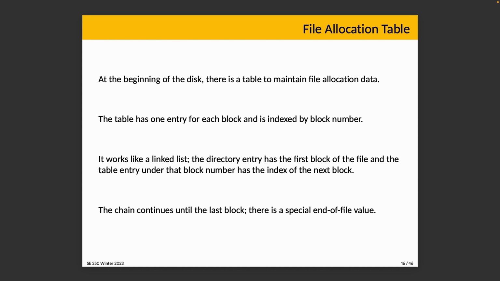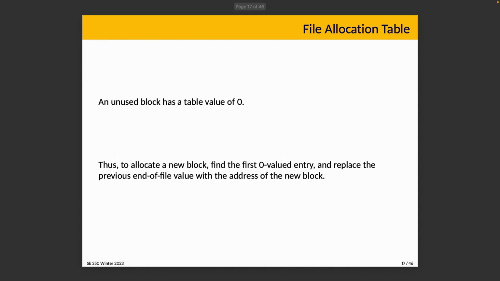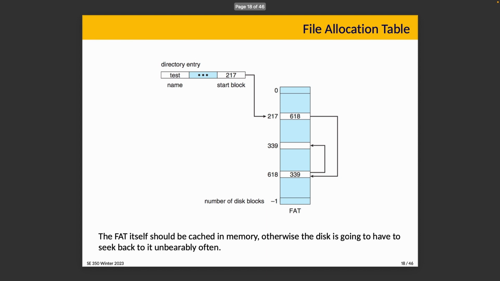The directory entry has the first block of the file, and the table entry under that block number has the index of the next block. So we are following the chain, or the chain itself points to the next block, and the block contains some chunk of data based on the cluster size. And the chain continues until you get to the last block, and there is a specific magic value, end of file, that indicates this far and no further, to make sure that we know where the end of the file is. And an unused block has a value of 0. Thus, to allocate a new block, we look for the first 0 valued entry, replace the previous end of file with the address of the new block, and then we're ready to go.